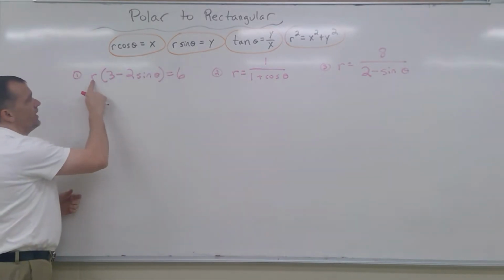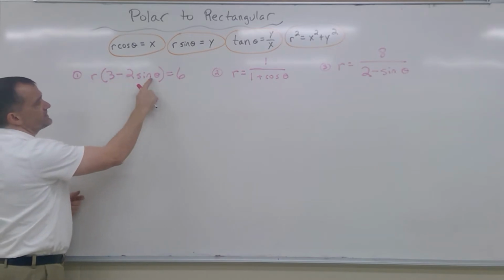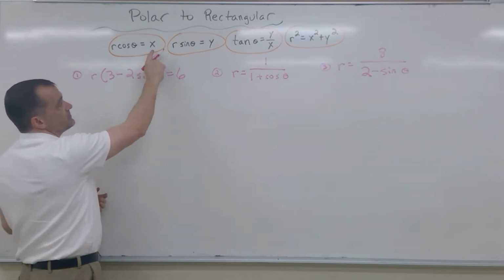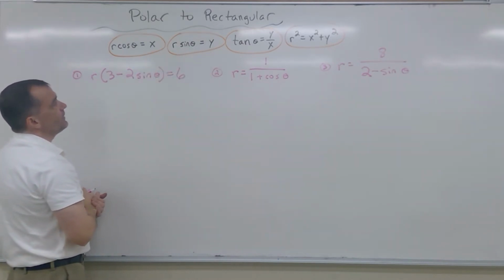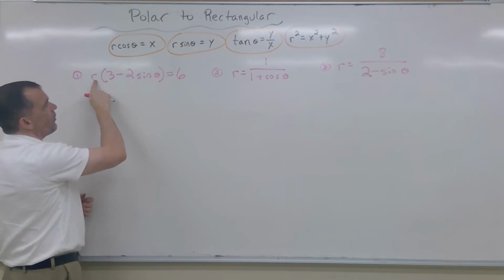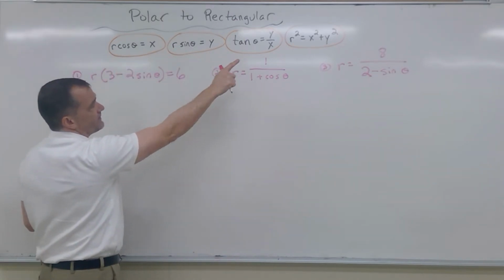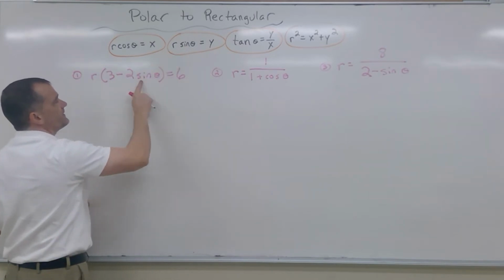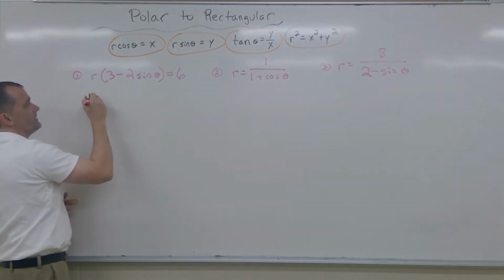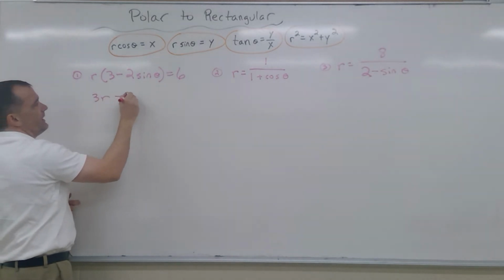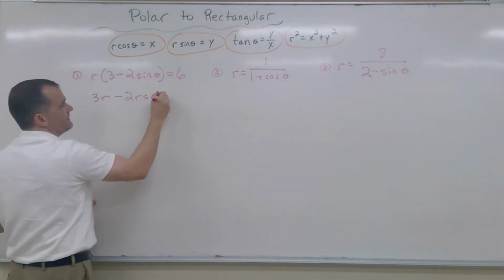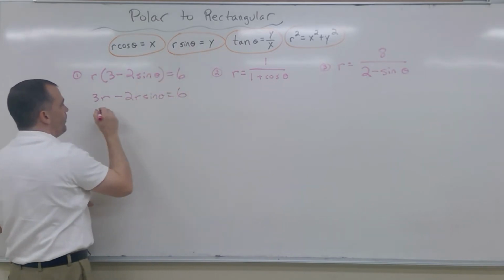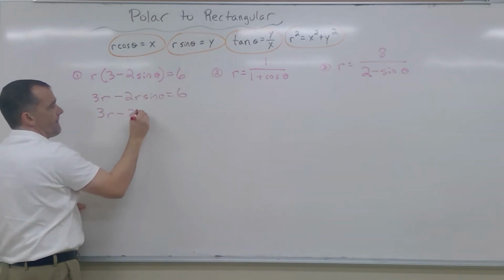This first equation: r times (3 minus 2 sine theta) equals 6. I want to get rid of all the r's and thetas, so to speak, and change everything to x and y's. Well, I've got the sine of theta, not quite r sine theta, but we can take care of that by distributing. So this is 3r minus 2r sine theta equals 6, and I can replace r sine theta with y.